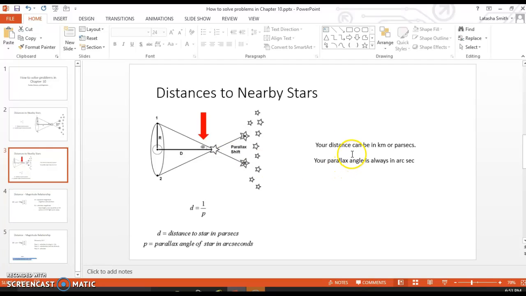Now, one thing I also want to note is that your distance can be in kilometers, parsecs, or light years. If it's in light years, the constant changes. So here distance equals 3.26 divided by the parallax angle. It's the same procedure. The only key difference is that instead of using 1, you would use 3.26, and distance would be in light years and not in parsecs.